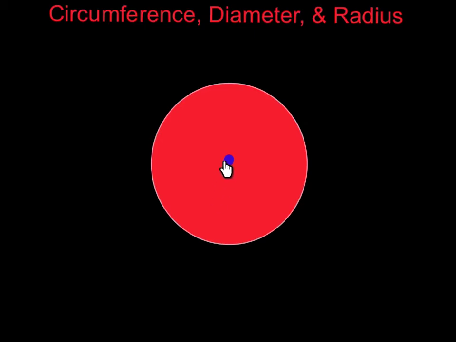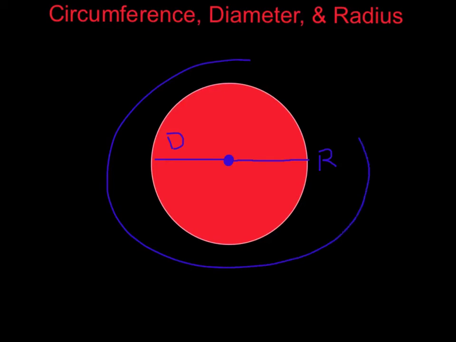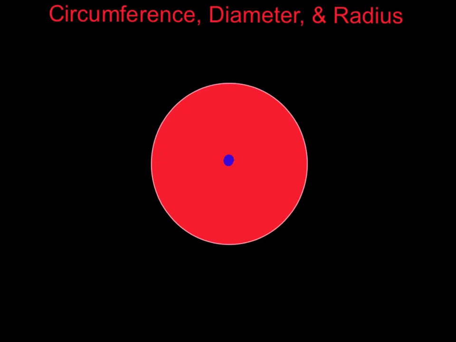This is the center point of the circle. From the center point of the circle to the edge of the circle, we find a radius. The distance across the entire circle passing through the center point is called the diameter. The distance all the way around the outside of the circle is called the circumference. These are all of the important parts of a circle. Our skill today is going to be learning how to find the circumference of a circle.